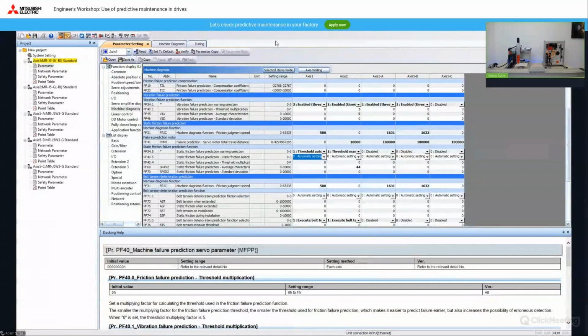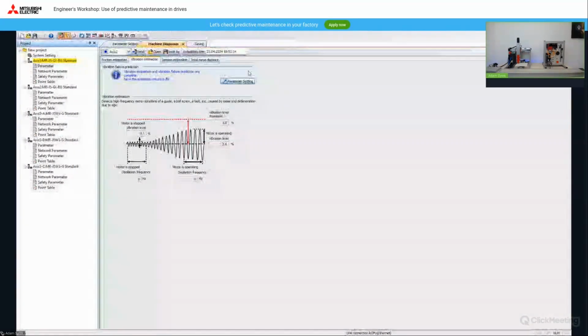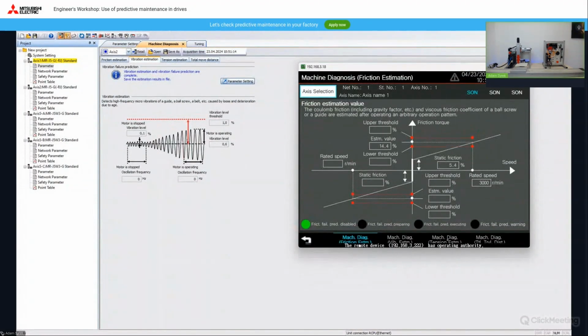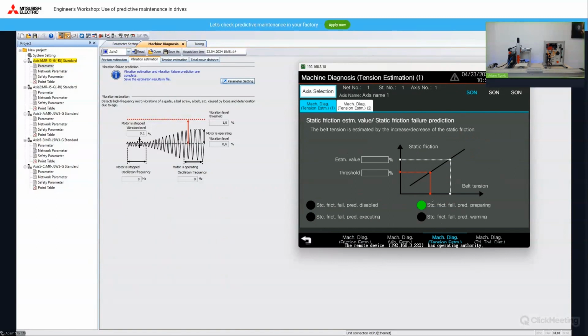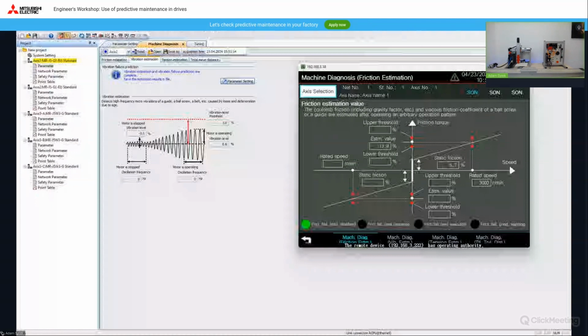It's not defined, so most probably it needs some additional time to estimate the tension, to see these values in this window. But generally it finally uses the static friction that now is 5 point something. So if I release the tension of this belt, in time this value should go lower.